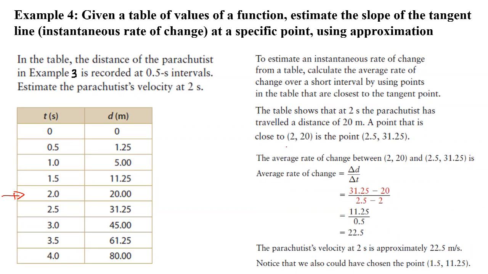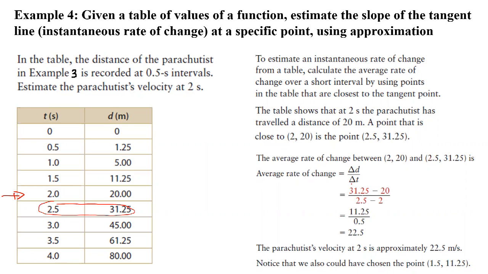A point that is close to (2, 20) is the point (2.5, 31.25). So we can choose this point, which is adjacent to 2.0. The average rate of change between (2, 20) and (2.5, 31.25) is delta d over delta t, right?